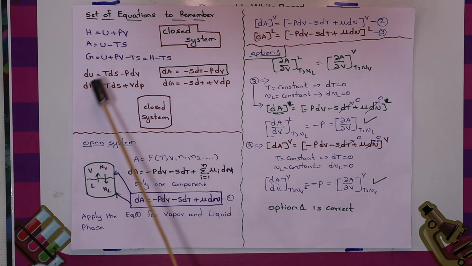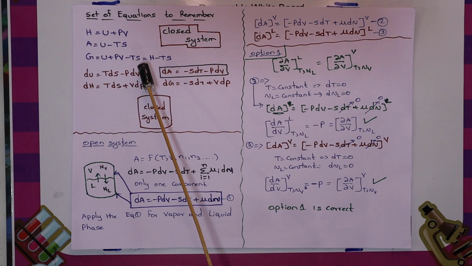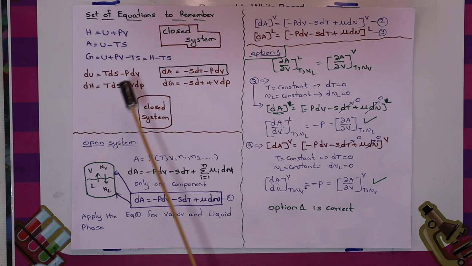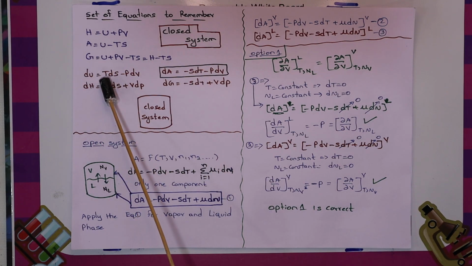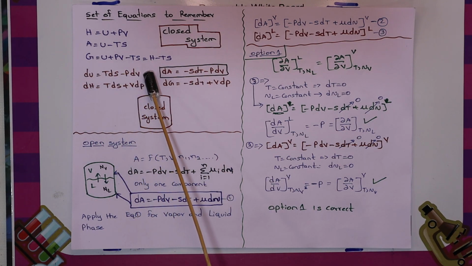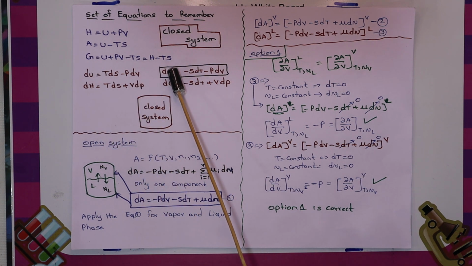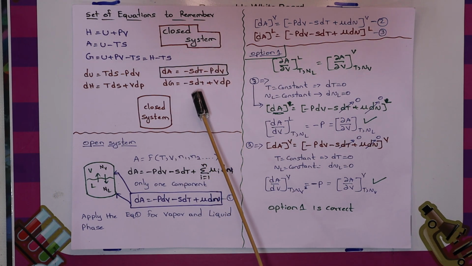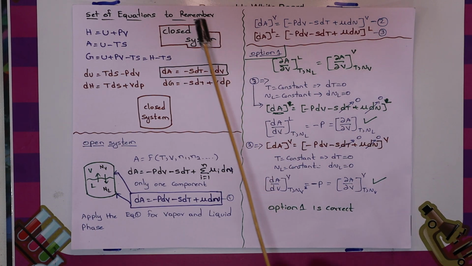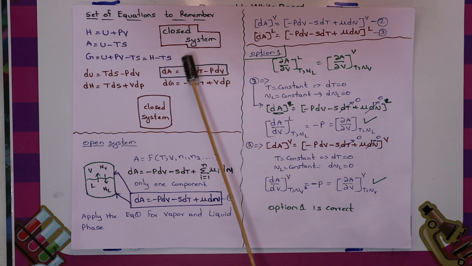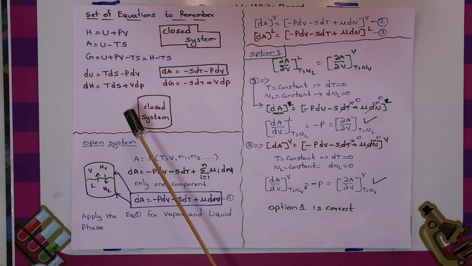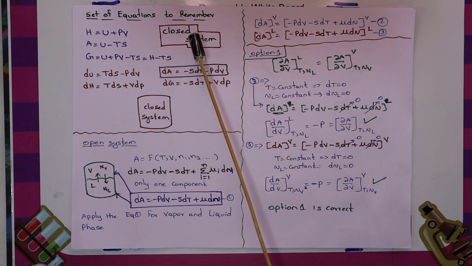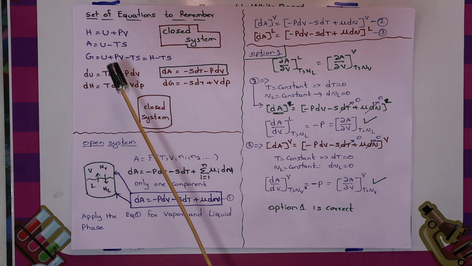And the differential equations relating entropy, enthalpy, volume, and pressure are given as follows. dU is equal to TdS minus PdV. dH is equal to TdS plus VdP. dA is minus SdT minus PdV. dG is equal to minus SdT plus VdP. These are the standard equations for us to remember. Make sure you somehow remember the expressions.